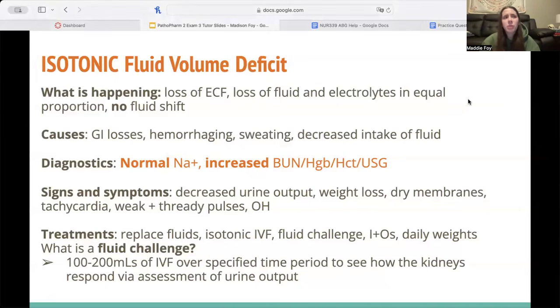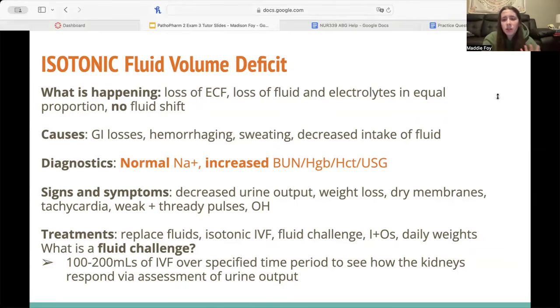But the important thing to remember is that these values for BUN, hemoglobin, hematocrit are the concentration of that specific thing, so hemoglobin, for example, in the blood. So if the blood goes down, but that hemoglobin stays up, well, you're going to have an increased ratio there, if that makes sense. So normal sodium, increased all those other things.